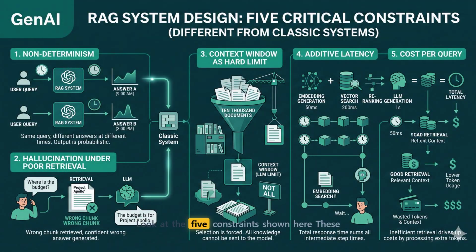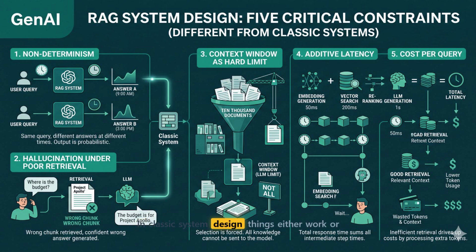Look at the 5 constraints shown here. These are what make RAG system design a completely different discipline from the classic systems you're used to. First, non-determinism isn't a bug you can fix. It's a core property of the LLM. You don't remove it, you just manage it. Then there's the hallucination issue on the left. If the retrieval layer grabs the wrong chunk, the LLM will generate an answer faithfully based on that garbage. It's not the LLM failing, it's the retrieval layer failing.